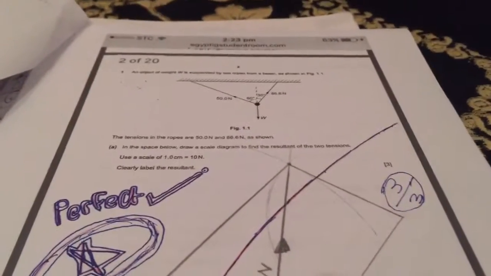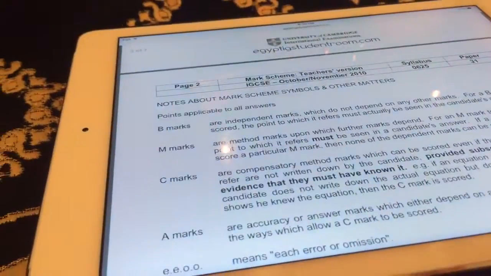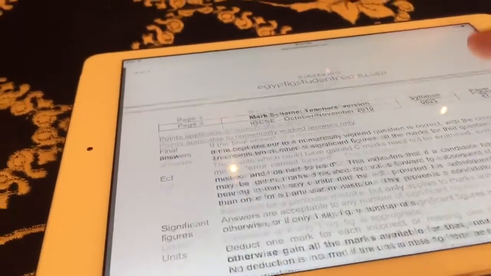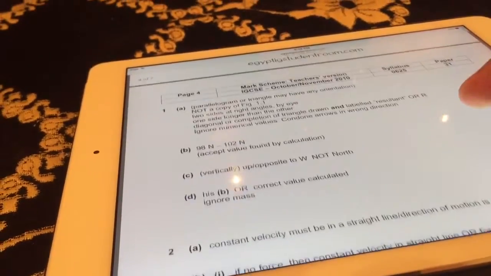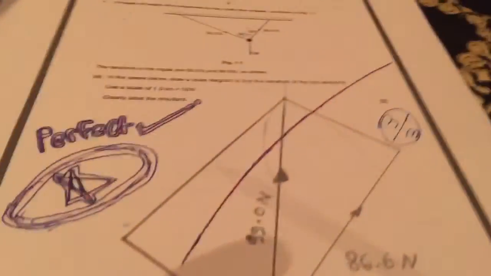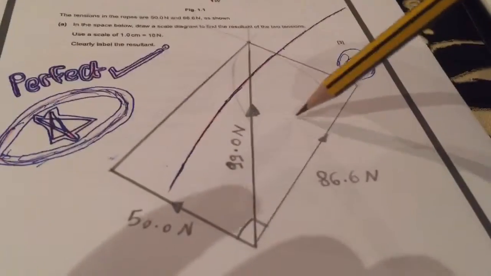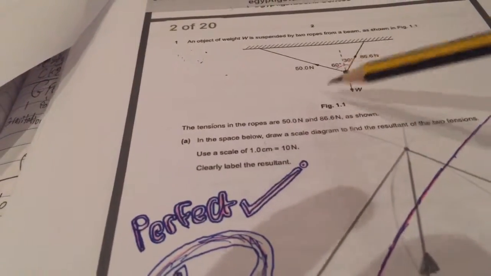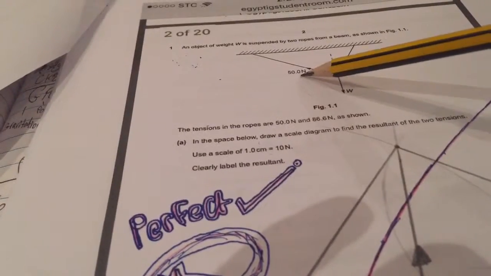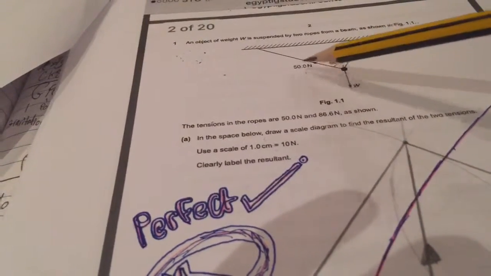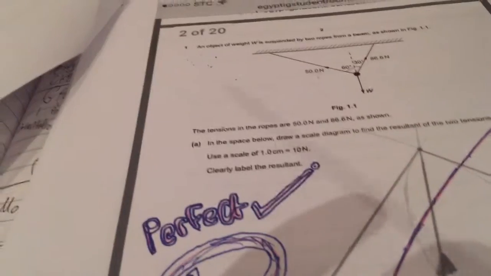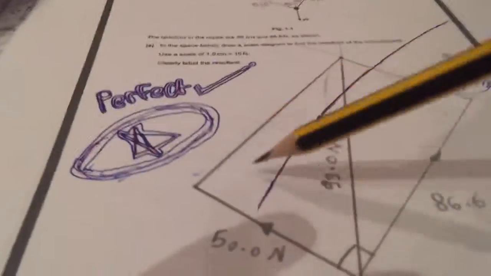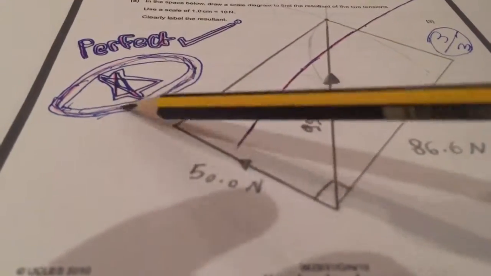First off, I just have the mouse cam right here on my iPad, in case we wanted to check something. And here's question 1. They said the scale is 1 centimeter, which equals 10 newtons. Here we have 10 newtons times 5 equals 50 newtons. So 50 newtons is 5 centimeters. So we draw here a 5 centimeters line.